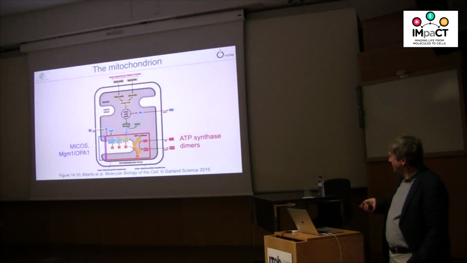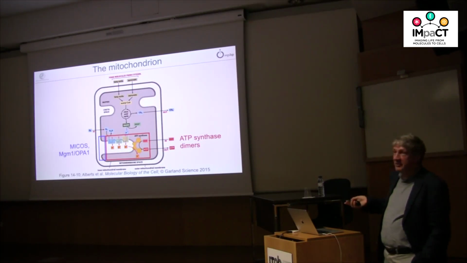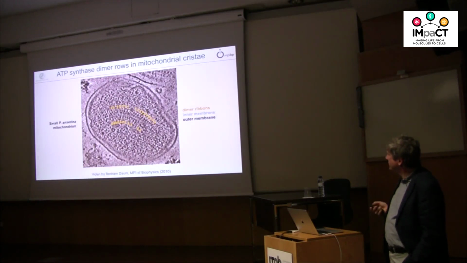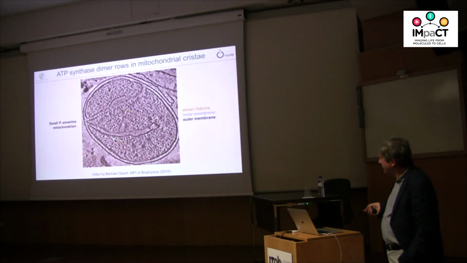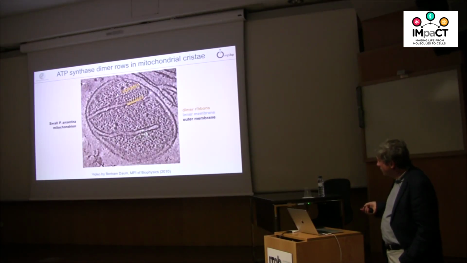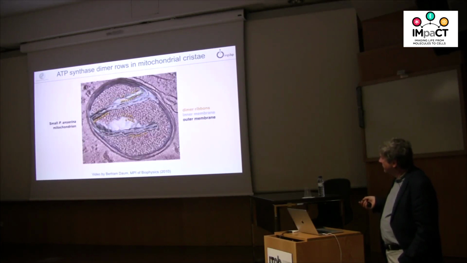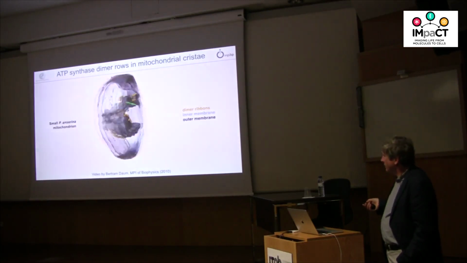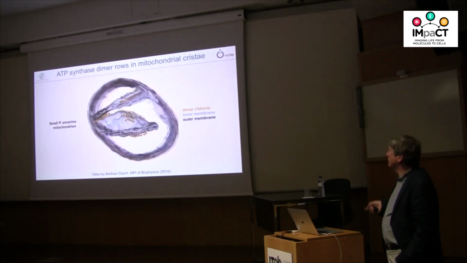So this is the one that produces ATP, but also produces membrane curvature and creates the crystal. And we know this because this is a tomogram of a whole small mitochondrion. As you can see in the tomogram volume, you see these rows of densities, and if you look carefully, all of them are arranged in dimers. And the dimers run along these highly curved ridges of the crystal.